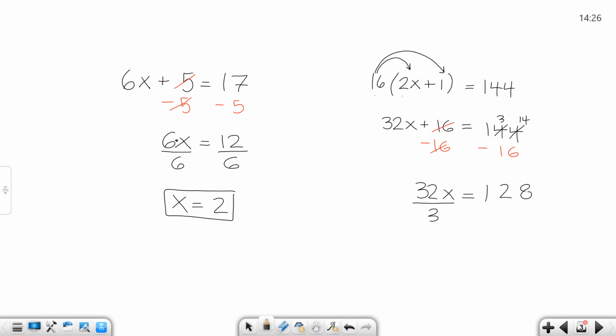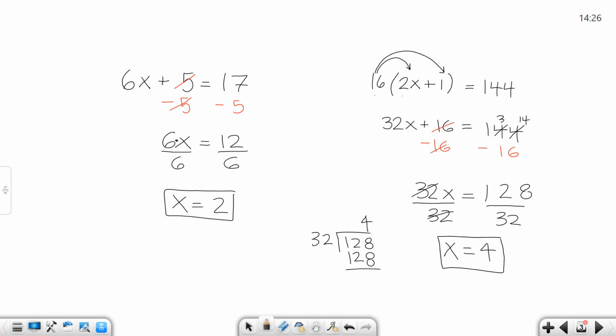And now to undo times, I'm going to divide. So I'm going to divide both sides by 32. And x would equal something. Well, it helps if I write the number correctly. Okay, so I know that 3 times 4 is 12, so I'm going to try that. And that's going to give me an 8 and a 12, and that's going to work. So x equals 4. And that's how you're doing your basic algebra equations.